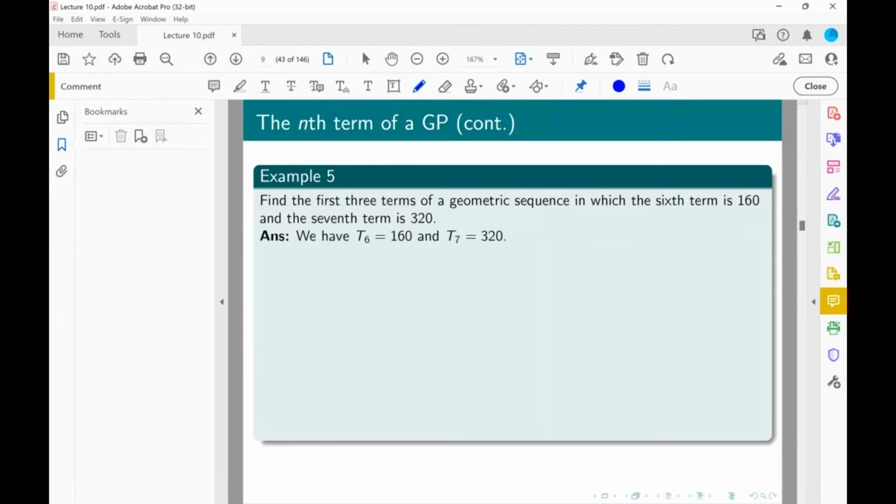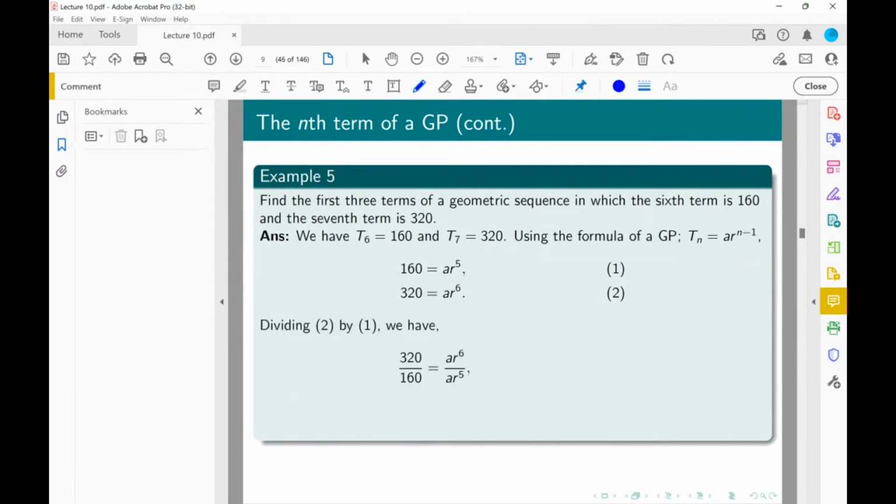To see this in a more general approach, we could substitute the values. So T6 is 160, T7 is 320. Using the GP formula, T n is a times r to the n minus 1. So 160 is a times r to the 5. So remember that's 6 minus 1. 320 is a times r to the 6. So that's 7 minus 1 there. Should have noted that there.